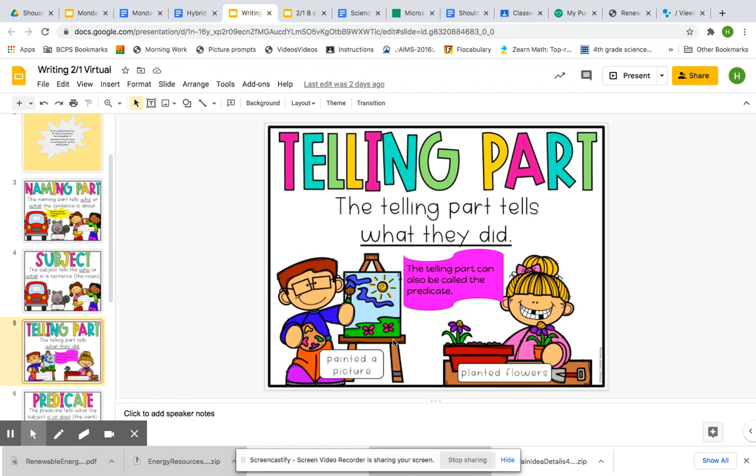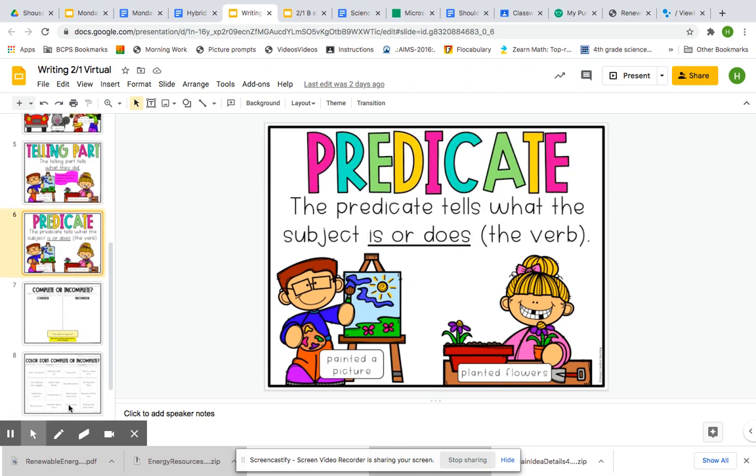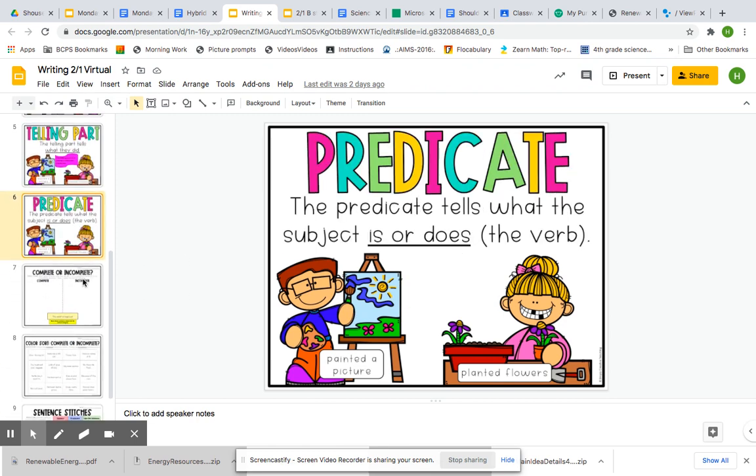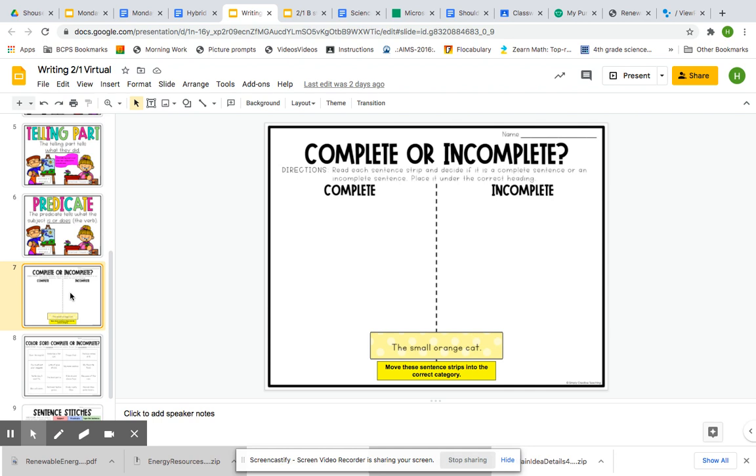That's also called the predicate. So the telling part is also called the predicate. It's the verb in the sentence. So every sentence needs a noun and a verb, a naming part and a telling part. So today you're going to be sorting through some of these sentences. You're going to be deciding which sentence is complete or incomplete. Does it have a naming part and a telling part, or just one or the other?